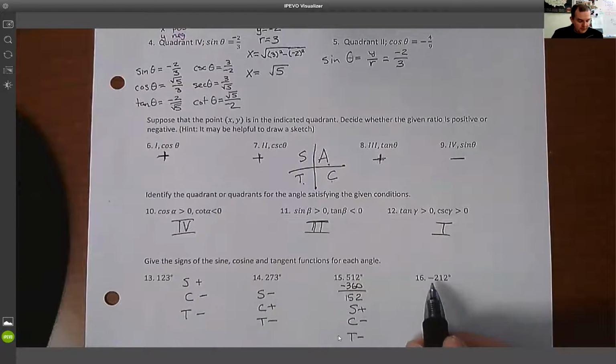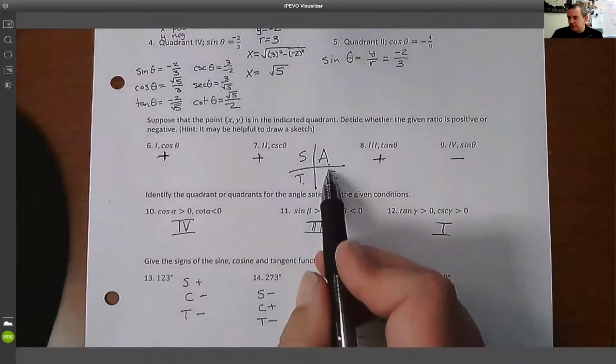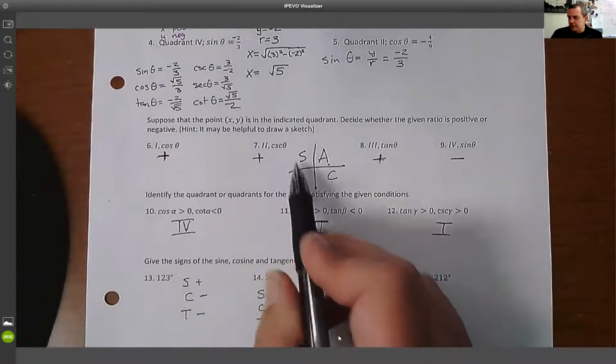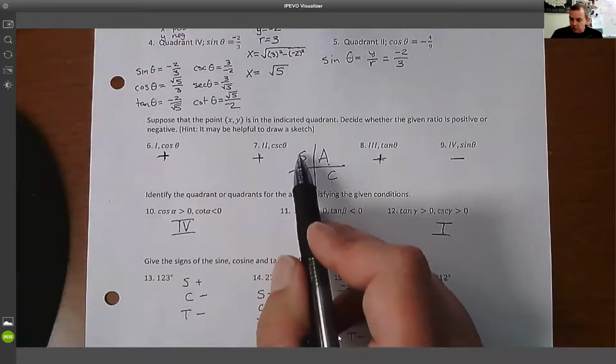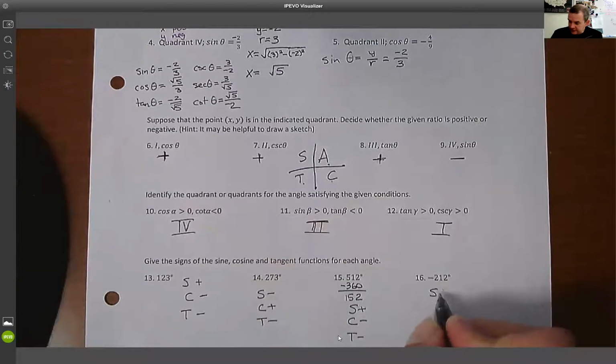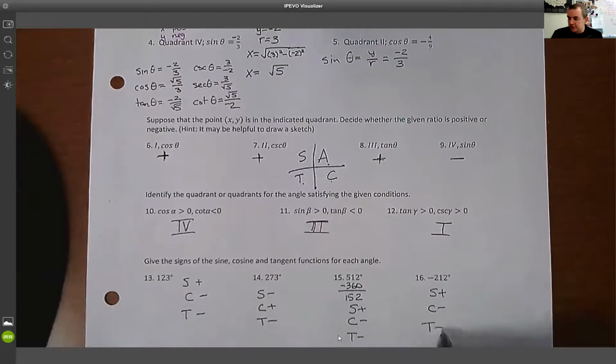And the last one, negative 212. If I go backwards, 90, 180, up to 270. So again, I'm back here in quadrant 2. So again, I got a sine positive, a cosine negative, and a tangent positive.